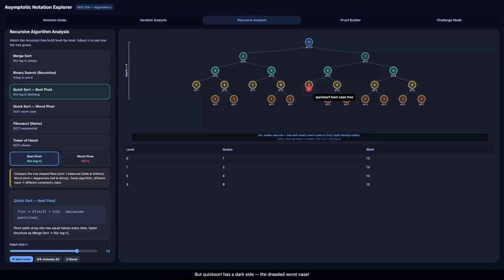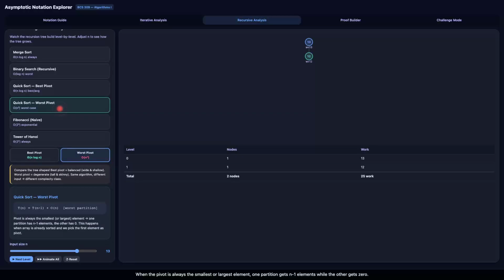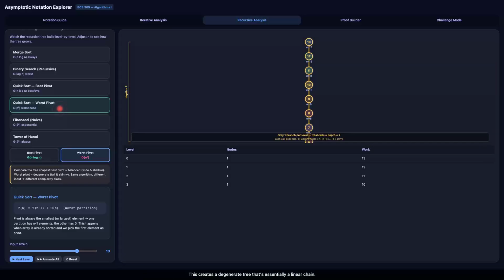But quicksort has a dark side, the dreaded worst case. When the pivot is always the smallest or largest element, one partition gets n-1 elements while the other gets 0. This creates a degenerate tree that's essentially a linear chain. The recurrence becomes T(n) = T(n-1) + O(n), which solves to O(n squared). Ironically, this often happens with already sorted input if you naively pick the first element as pivot. That's why modern quicksort implementations use randomized or median of 3 pivot selection.